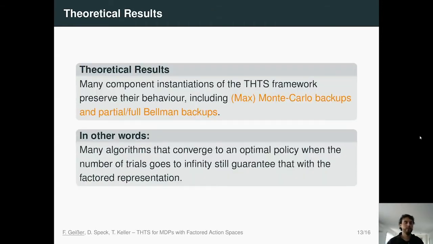Instead, I want to briefly present the theoretical and empirical results we have. So first, the most important theoretical result is that many of the component instantiations of the THDS framework preserve their behavior, and that includes Monte Carlo backups, max Monte Carlo backups, partial Bellman backups, and full Bellman backups. Or, in other words, many of the algorithms that we know converge to an optimal policy when the number of trials goes to infinity still guarantee that with factored representation. So we can have the benefits of factored representation and still have our optimality guarantees, which is quite important because usually we are interested in optimal policies, or we want at least to approximate optimal policies.